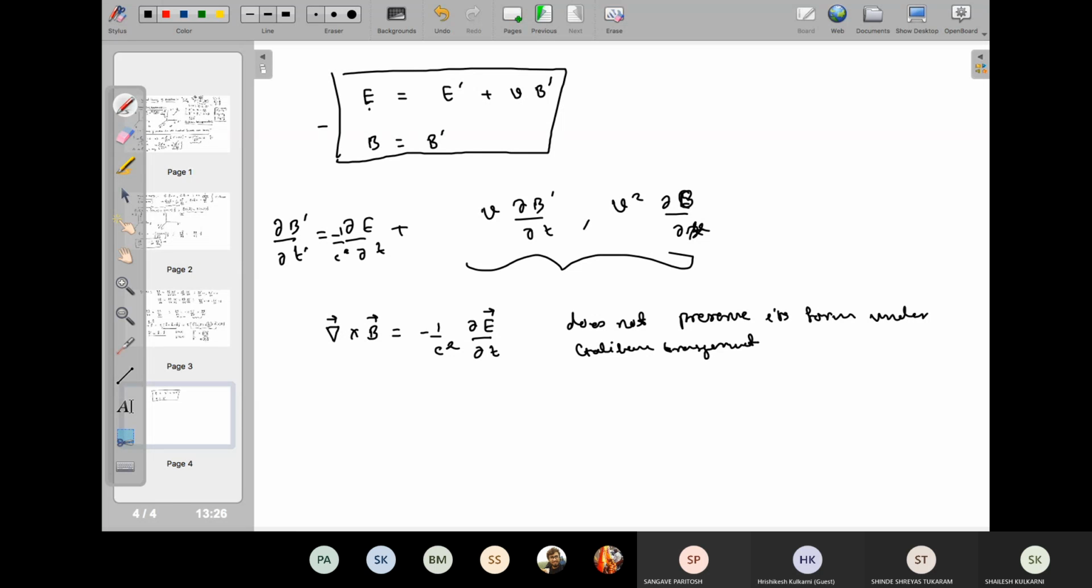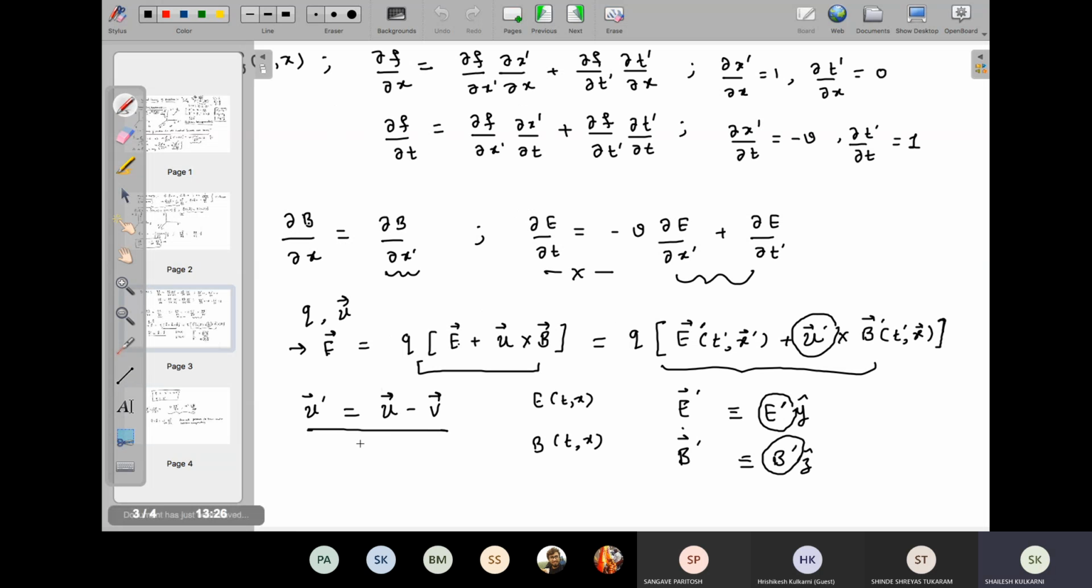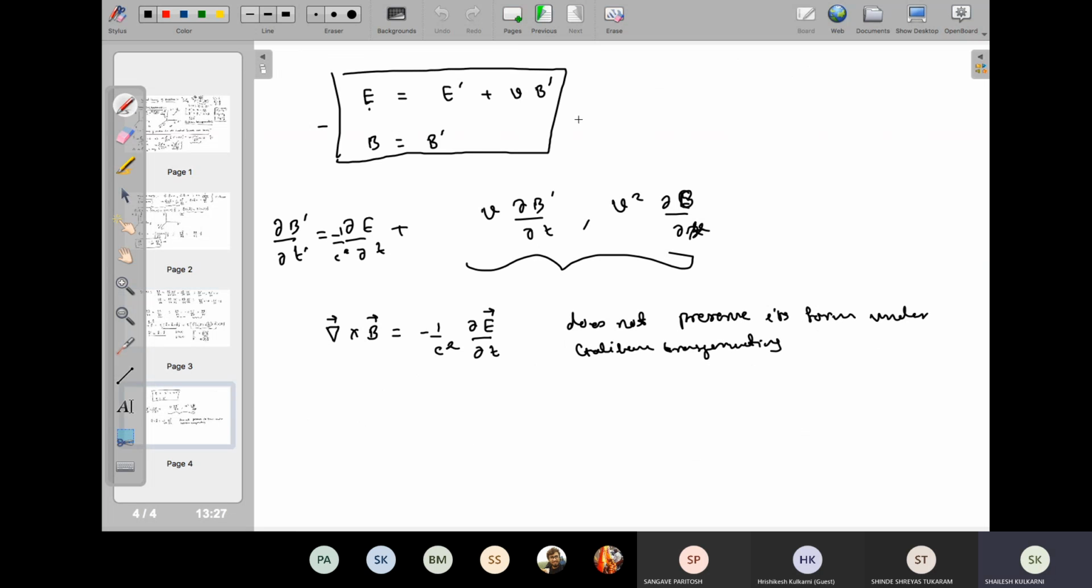Okay, so you do this exercise. From this, you find out the transformation rule for E and B, and using this, you show that this Maxwell equation does not preserve its form. You can do the same for the other Maxwell equation, del cross E, and you will see what you get. But there is a simpler way to see this.